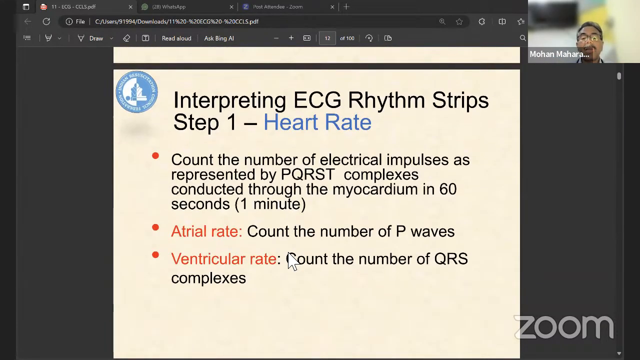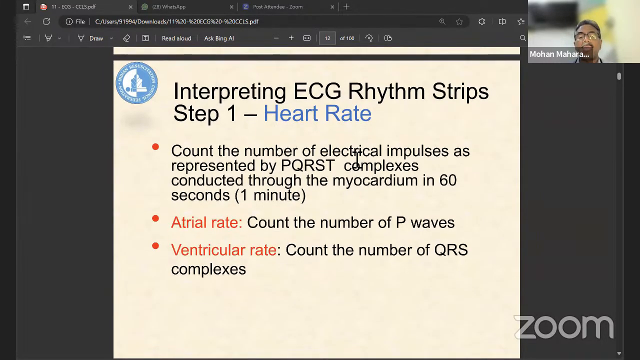Then, interpreting ECG, how to take care of heart rate. Different people use different methods. Most of them have been discussed here. Again, count the number of electrical impulses, as represented by PQRST complexes, conducted through the myocardium in 60 seconds. That's 1 minute. So that is the heart rate per minute, which is normally 60 to 100.